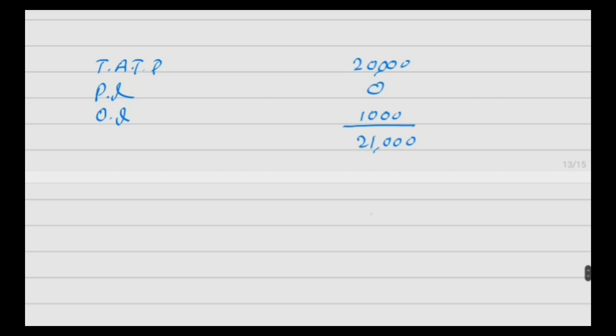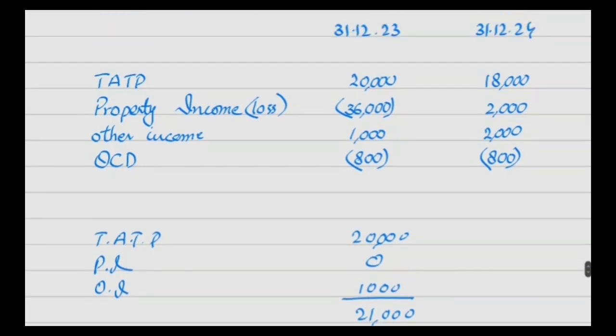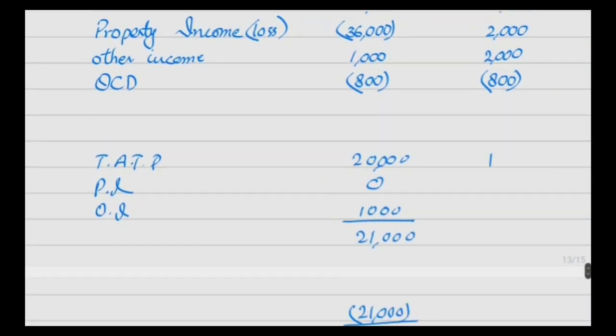So 36,000 of your property loss. Out of this, 21,000 will be set up in this current year and your QCD will be wasted, right? And remaining 15,000 can be set up against future year.